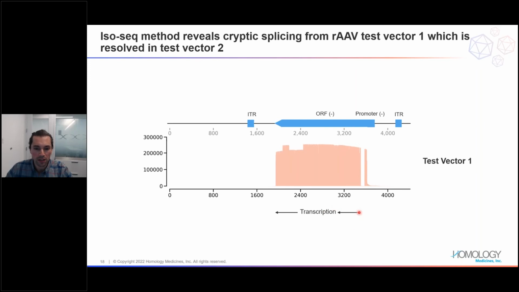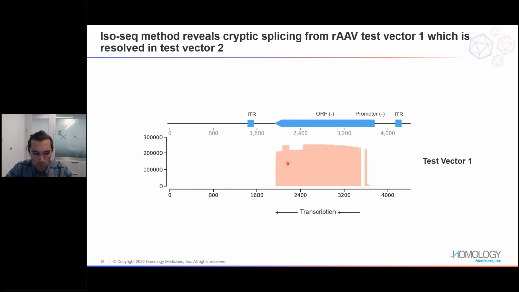This is another view of that. Here we're just looking at test vector 1, the one up top that we showed in the previous slide. Just so you know, transcription is going from right to left here. You can see that you get your first exon, your first intron splicing out really nicely. You have your expression going across really smoothly, and then you have this cryptic splice site, so you can see this bump. This is what I was talking about: approximately 10% of the time or so, we were getting this splicing, which was then resolved when we went through and changed a few base pairs.